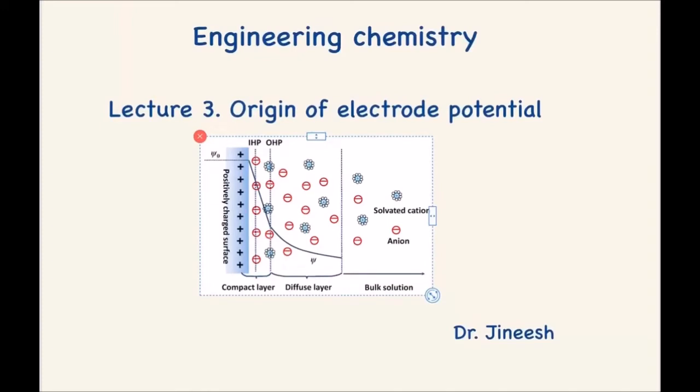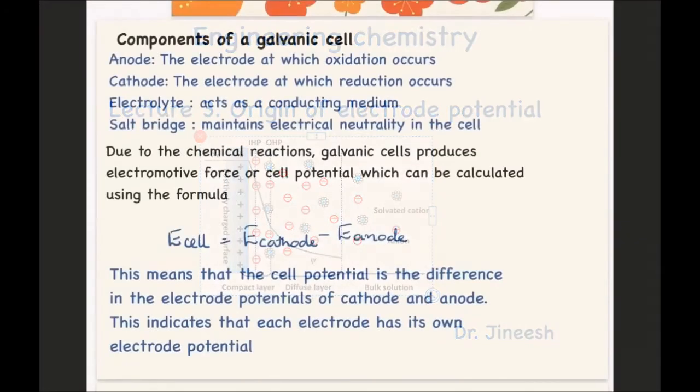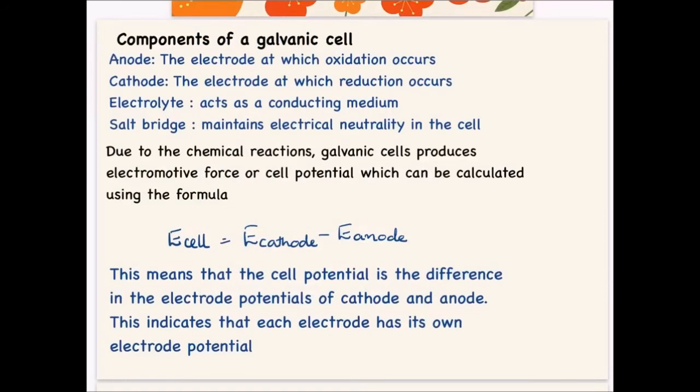Welcome to the third lecture, and the topic is Origin of Electrode Potential. We have studied about components of galvanic cells. Mainly 4 components: anode and cathode. These are the electrodes. The electrode at which oxidation occurs is known as anode. The electrode at which reduction occurs is known as cathode. Electrolyte will act as a conducting medium. Salt bridge will help to maintain the electrical neutrality in the cell.